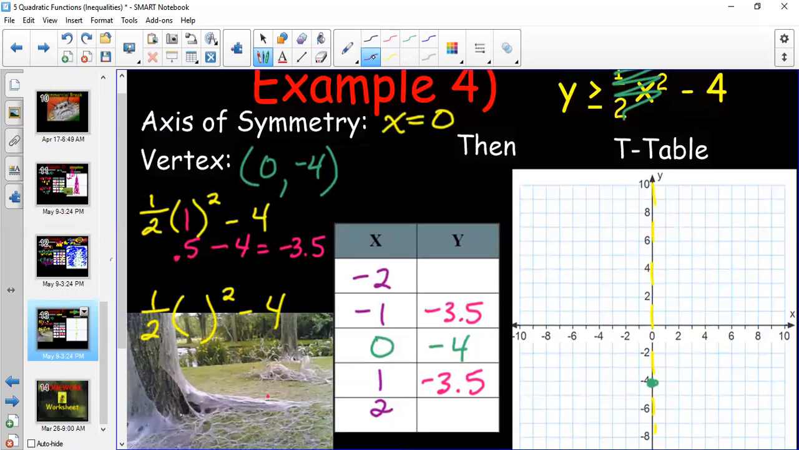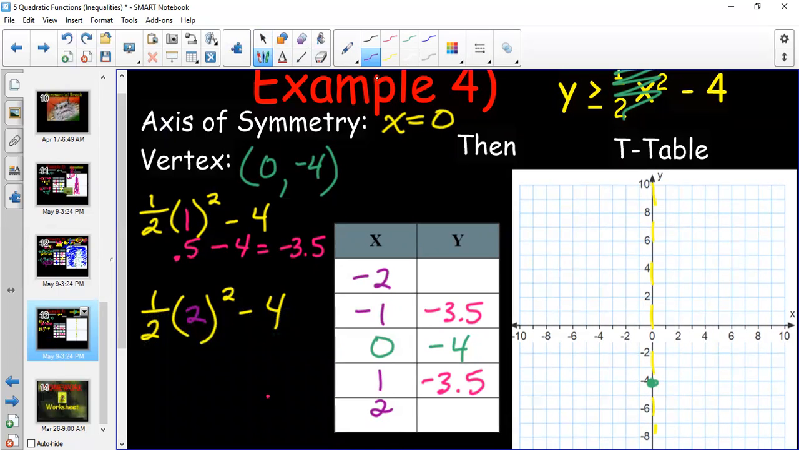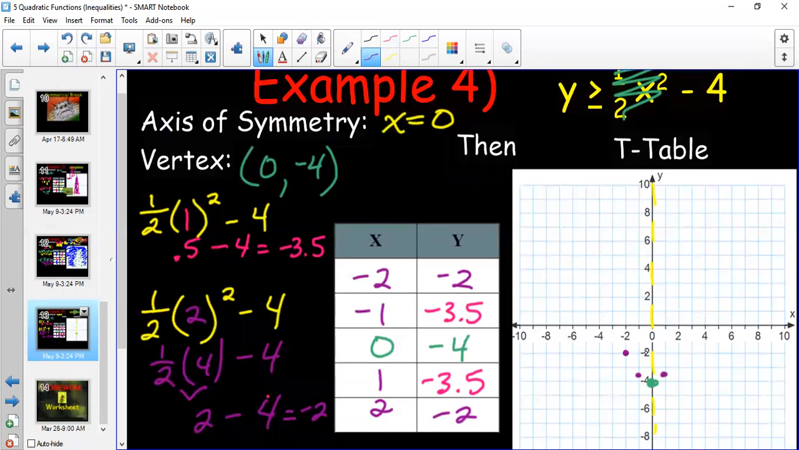All right, let's plug in 2 this time. Move my picture out of the way again. If I plug in 2, 2 squared is 4, and half of 4 is 2, and 2 minus 4 is equal to negative 2. Let's graph what this looks like. So 0, negative 4, negative 1, negative 3.5. Same with 1, negative 3.5. And negative 2 is negative 2, and 2 is negative 2.